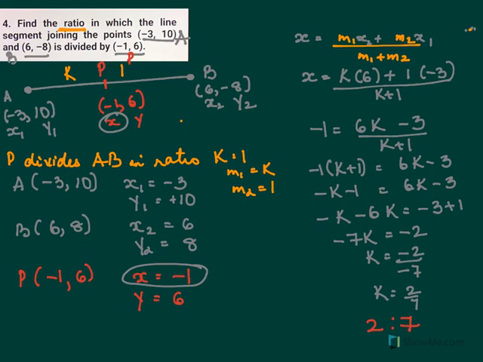So when we go up to the sum here, we rub this out. We know the ratio now is 2 is to 7. That was K, we are taking this as K and this as 1. So 2 is to 7 is the required ratio.